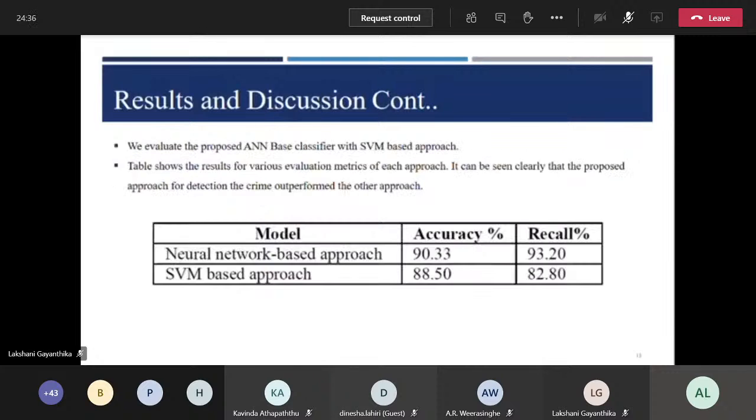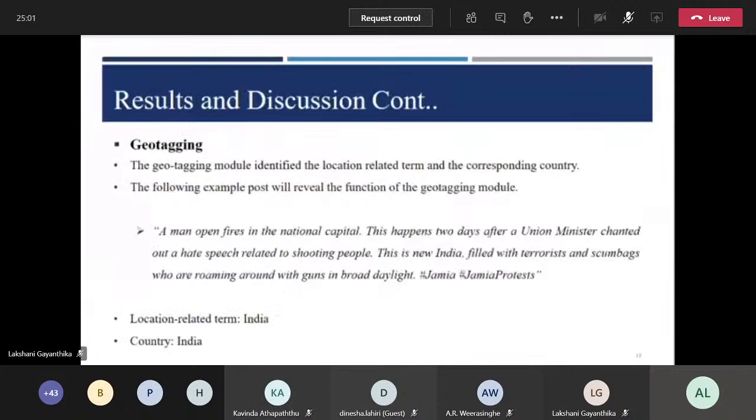Then we compare the accuracy and recall of the proposed model with the support vector machine, SVM, approach. The SVM is a state-of-the-art classification system used in learning algorithms based on structural risk minimization. The suggested neural network approach, according to the findings in this table, outperforms the SVM-based approach. As we explained, the geotagging module identifies the location-related terms and the corresponding country. The following example will reveal the function of the geotagging module.